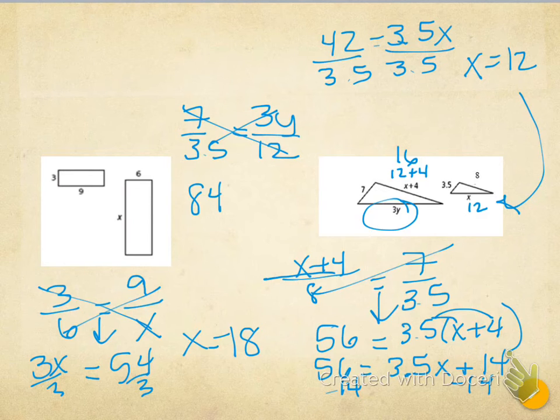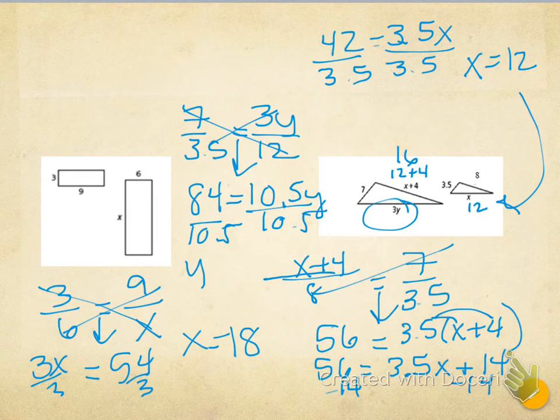3.5 times 3y is 10.5y. We dropped our equal sign. Divide by 10.5. So we have y equaling 8. There, so we have y and x now.